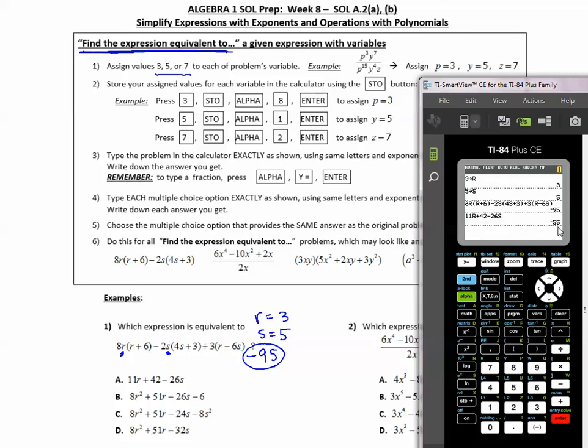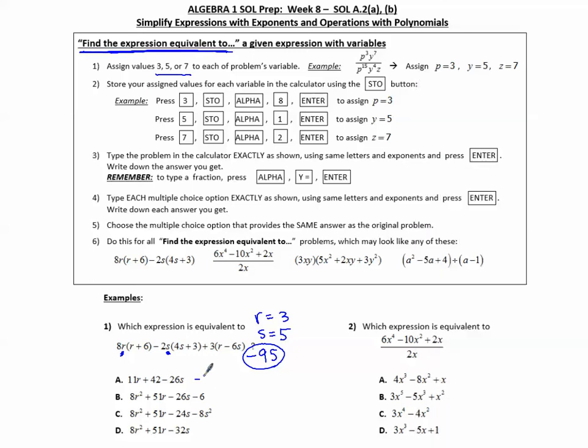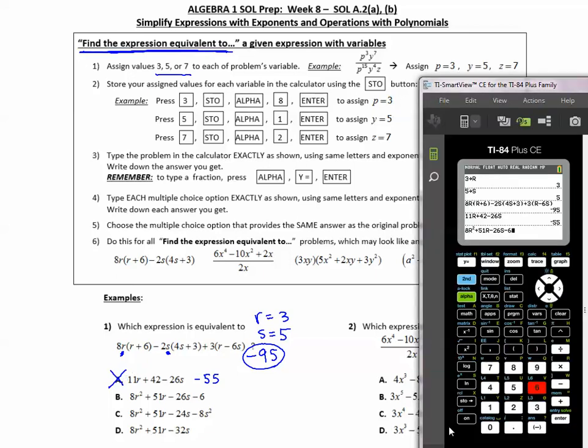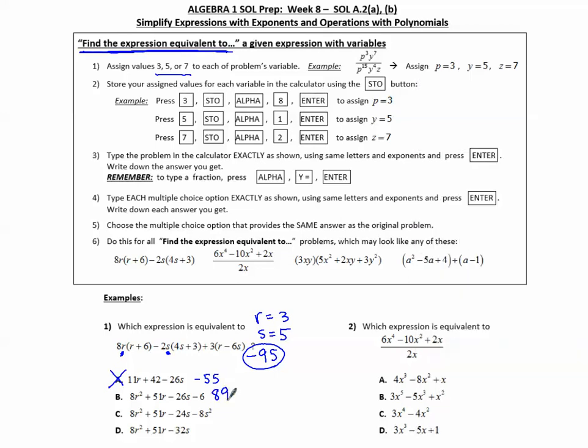That gave me a different value. That gave me negative 55. So I know that one is not equivalent. Let's type the rest of them. There's what I typed for B, and I press enter, and I got 89. So B is also incorrect.